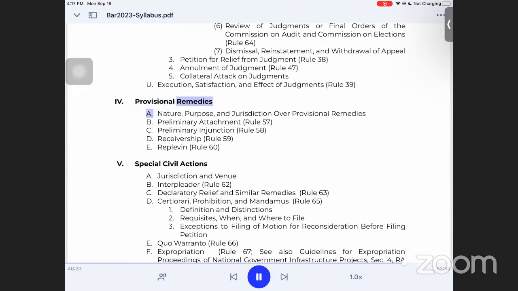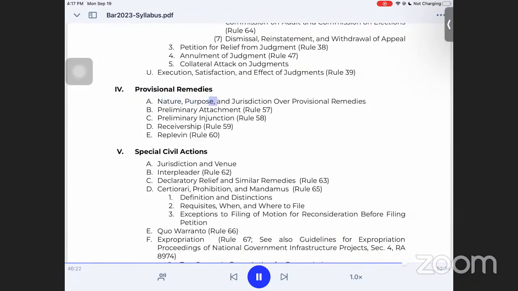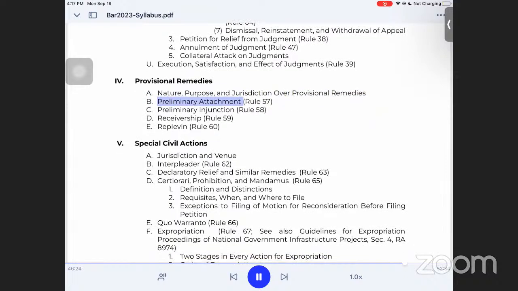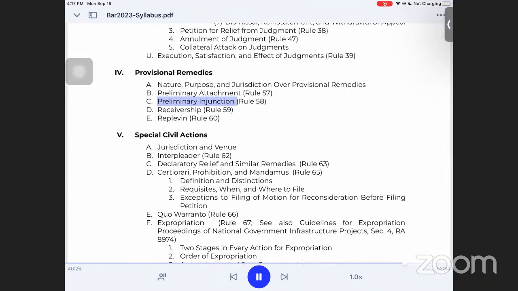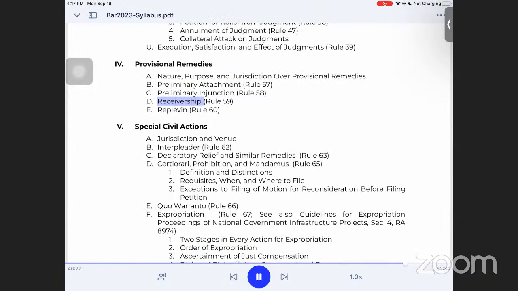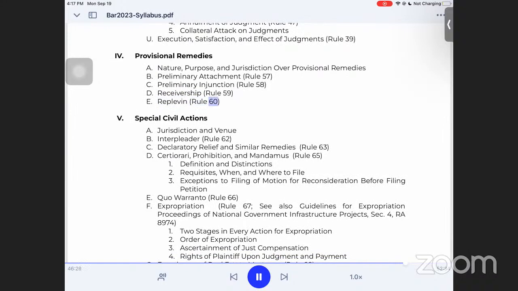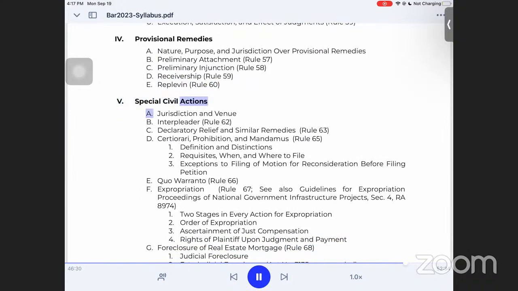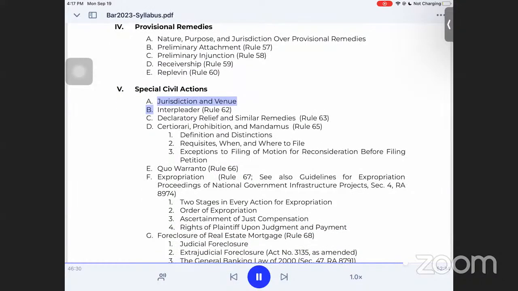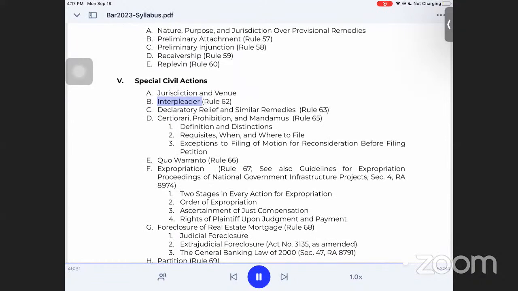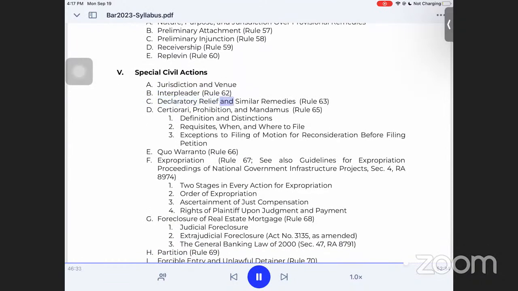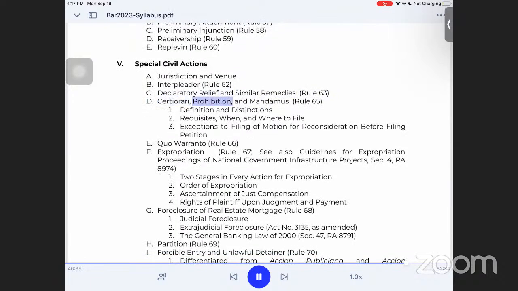4. Provisional remedies. A. Nature, purpose, and jurisdiction over provisional remedies. B. Preliminary attachment, Rule 57. C. Preliminary injunction, Rule 58. D. Receivership, Rule 59. E. Replevin, Rule 60. V. Special civil actions. A. Jurisdiction and venue. B. Interpleader, Rule 62. C. Declaratory relief and similar remedies, Rule 63. D. Certiorari, prohibition, and mandamus, Rule 65.